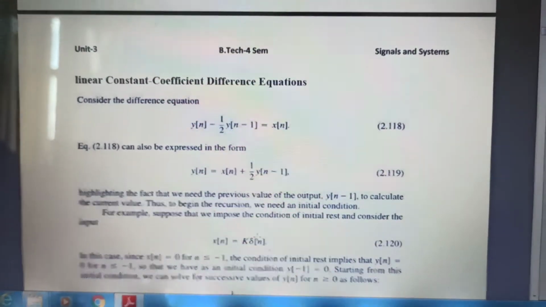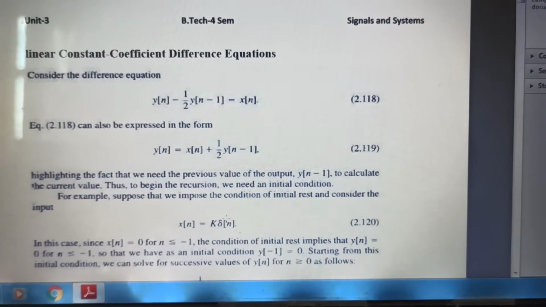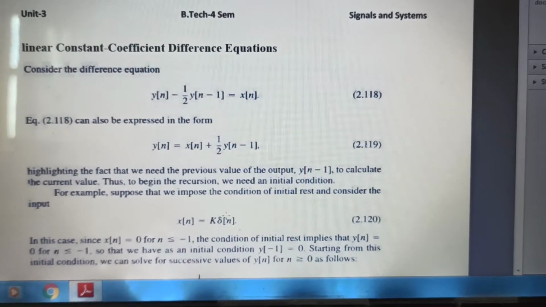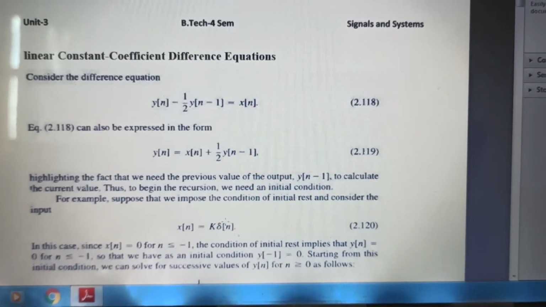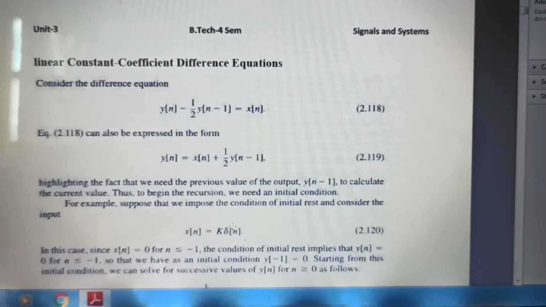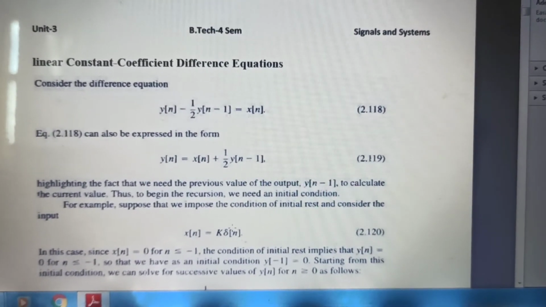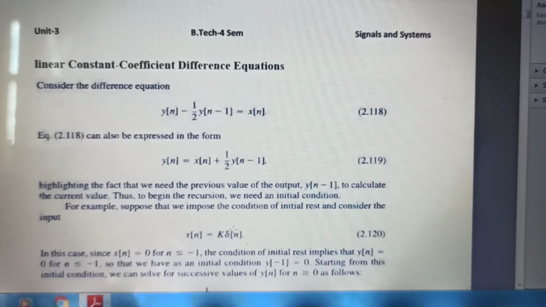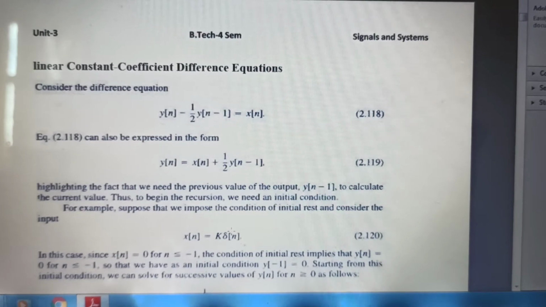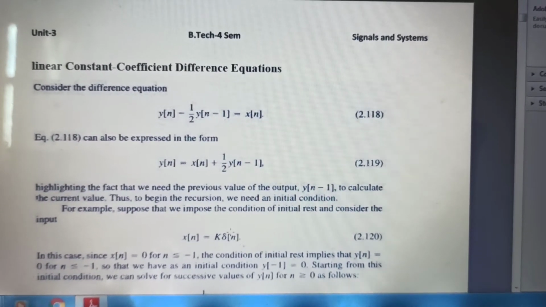Now coming back to linear constant coefficient difference equations. What are they? Why are they important? The most important thing is that I have already taught you that it is expressed as y of n minus half y of n minus 1 equals x of n. That is quite clear here. Now we will put that half y of n minus 1 to the RHS. We will get y of n equals to x of n plus half y of n minus 1.